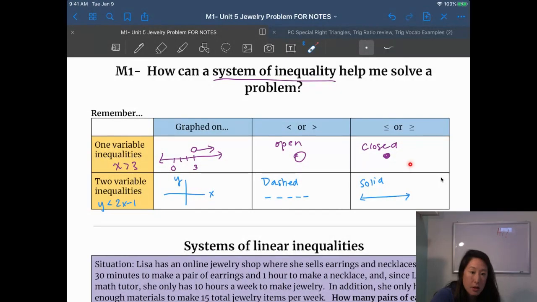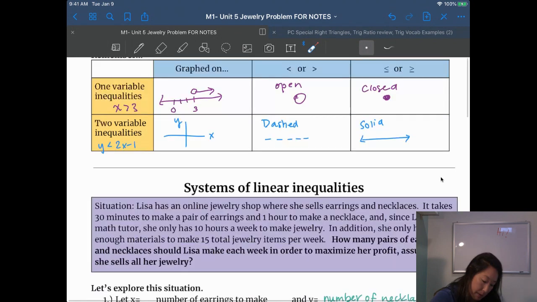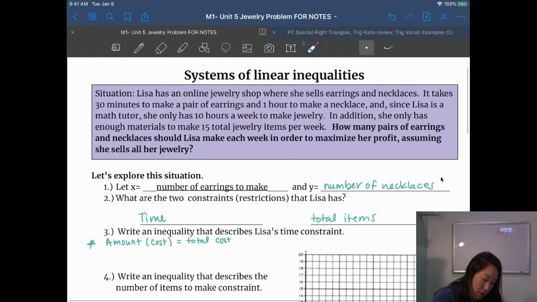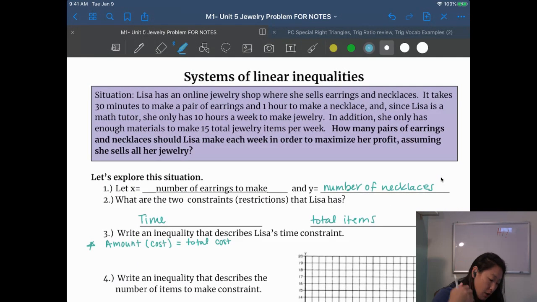The concepts are similar with two variables, but because I have an x and a y, I need to graph my inequality on two axes, because instead of a boundary point, we're going to have a boundary line. So you need to use a dashed line or a solid line. Go ahead and read the situation and highlight the things that are important to you.